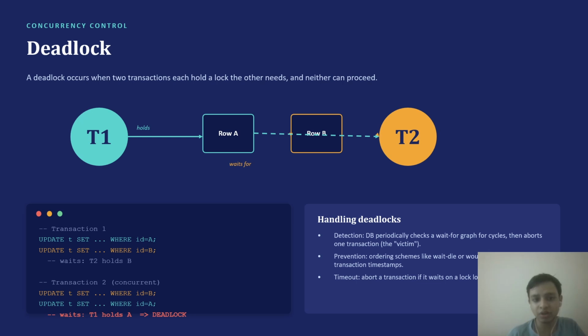What is deadlock? Deadlock is a very important topic in operating systems and also DBMS. Deadlock is a condition where a transaction holds a resource or a row which is requested by another.